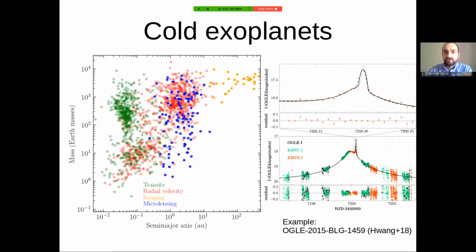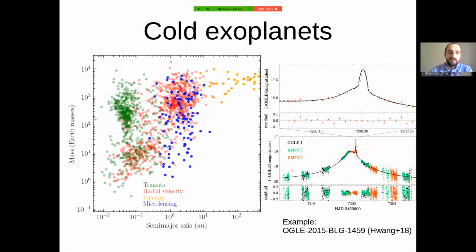And these surveys have already produced a number of scientific results. I don't have time to discuss all of them. I will just highlight a few. For example, microlensing is a very good method to detect low mass, widely orbiting cold exoplanets that are almost impossible to detect otherwise. So the image on the left shows the distribution of masses and semi-major axes of known exoplanets, and the colors code the detection method.